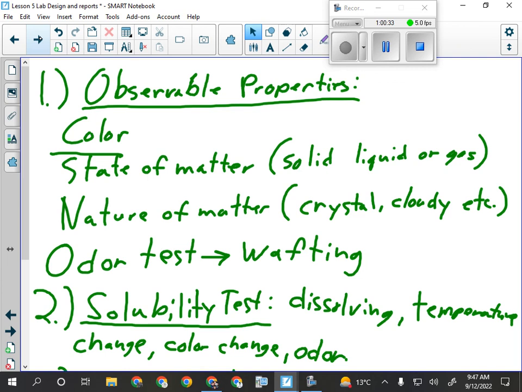Let's have a look at some of the things we want to do in our lab on Wednesday. This you'll need to write down because it's not in your notes anywhere. If we want to be able to identify unknown compounds using just their physical properties, these are the observations we need to make. So these are the things in the procedure that you'll have to write up. These are the tests you're going to want people to run.